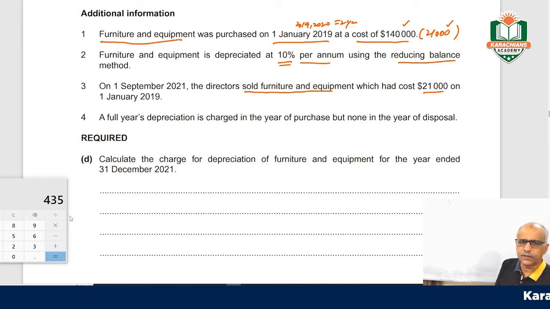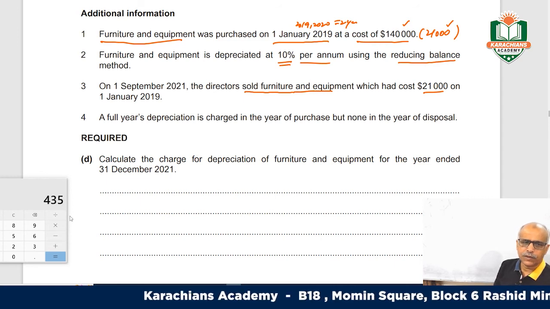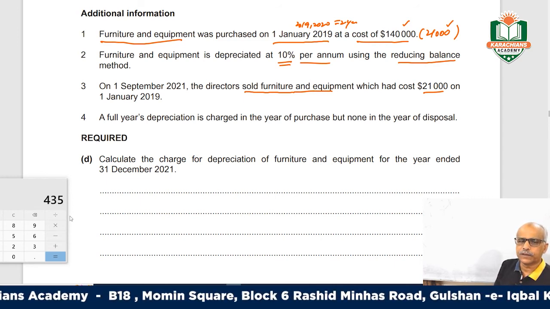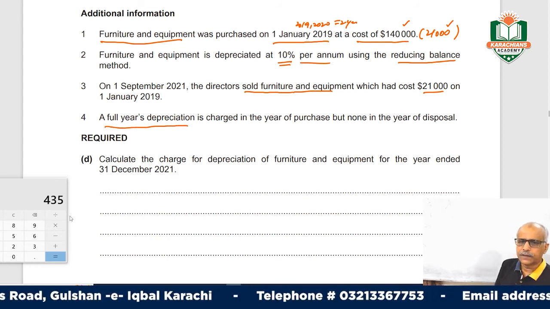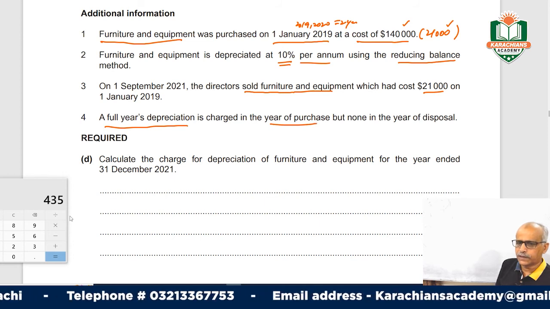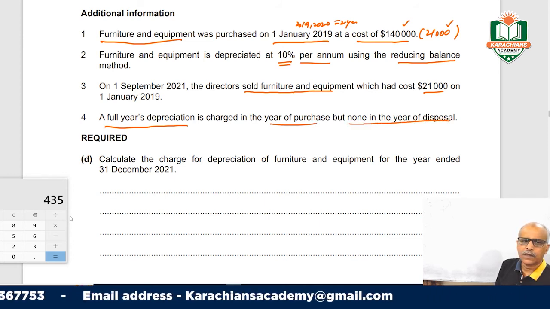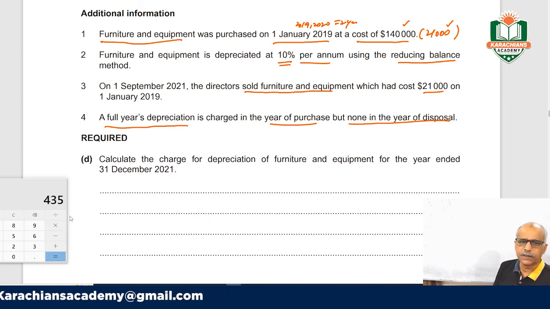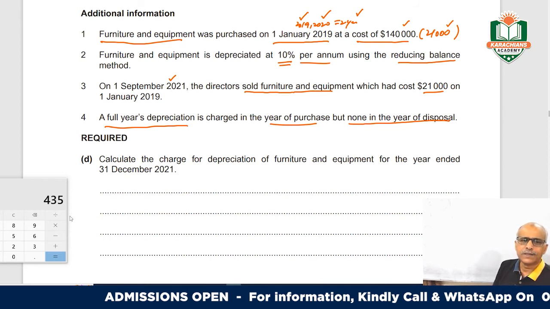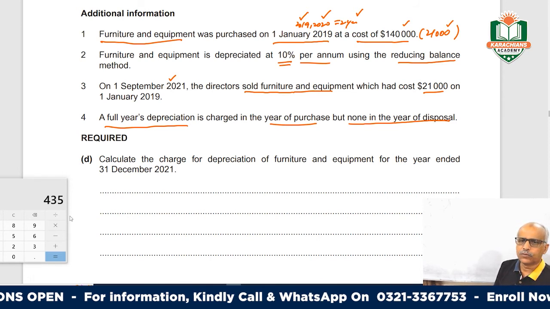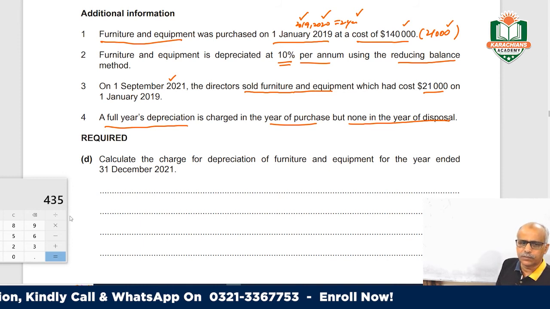A full year's depreciation is charged in the year of purchase, but none in the year of disposal. Read the company policy very carefully: full year depreciation in the year of purchase, none in the year of disposal. So this item is being disposed of in 2021, so you will consider depreciation for 2019 and 2020, 2 years of depreciation. In the third year, 8 months have passed, but you will not consider its depreciation, right? So 2 years of depreciation, using the reducing balance method.